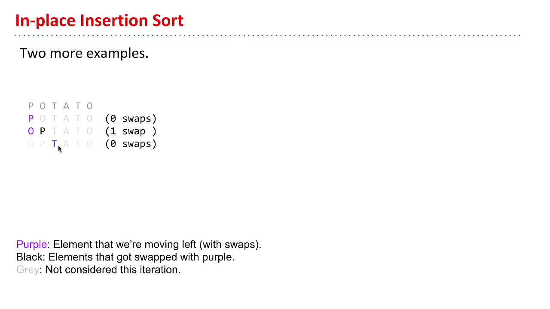How about T? Should it go anywhere? No. How about A? What's A going to do? Travel. So it'll take 3 swaps. How about T? No. How about O? It's going to do lots of swaps all the way up to the front.